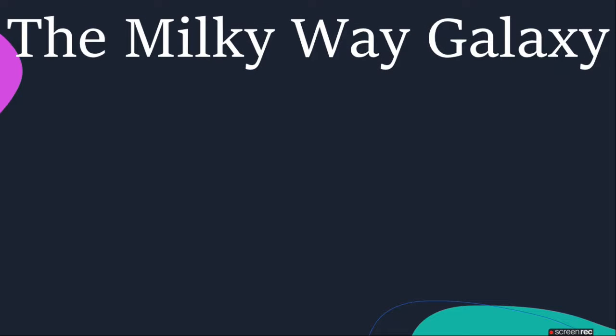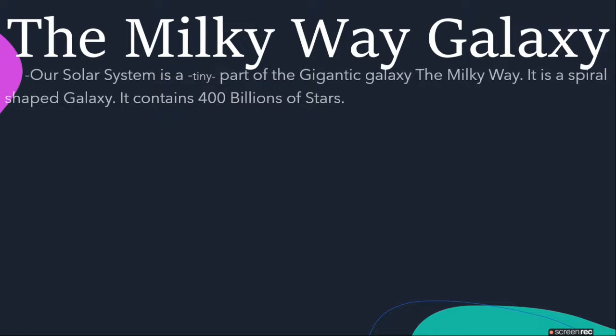Our galaxy, the Milky Way. Our solar system is a very tiny part of the gigantic galaxy, the Milky Way. It is a spiral-shaped galaxy. It contains 400 billion stars.